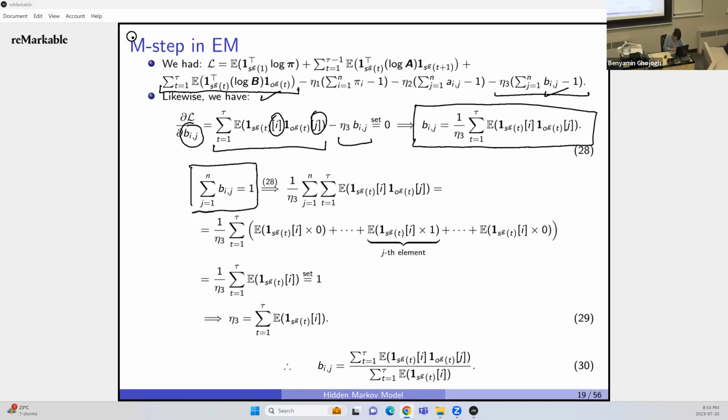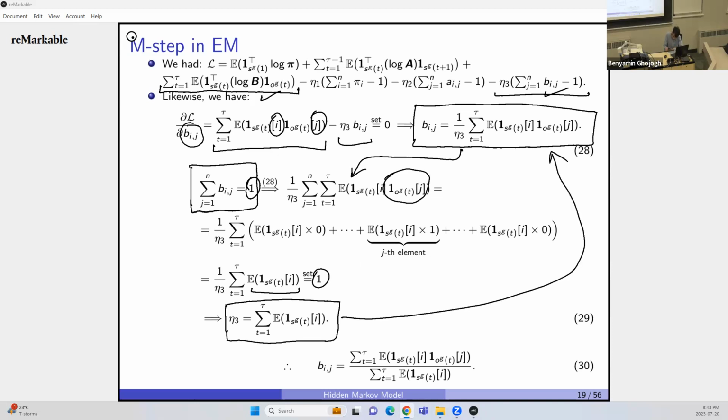But we have a constraint where the summation of Bij for j from 1 to n should be 1. If we put this in the constraint, what does it give us? Only the jth element will be 1 and the rest will be 0, so it filters the jth element. It should be set to 1. Rearrange the terms, and it gives you eta 3. Put eta 3 back in equation 28, and it gives you equation 30. So we found the optimization variables. We've solved the optimization problem using the method of Lagrange multipliers.